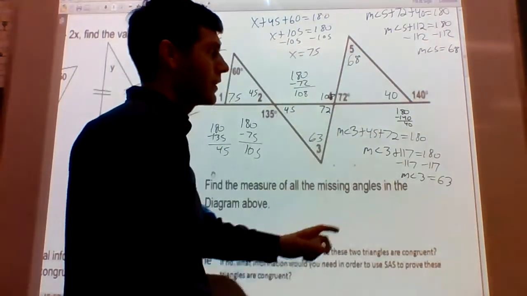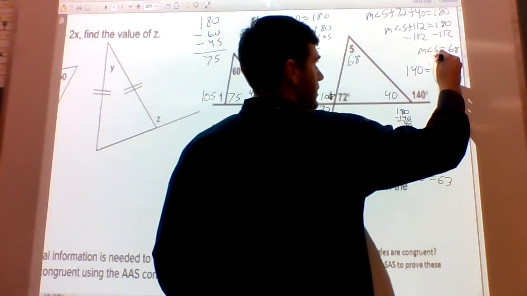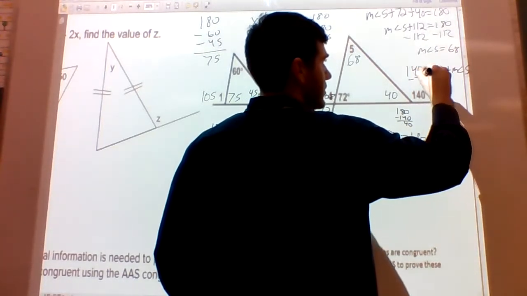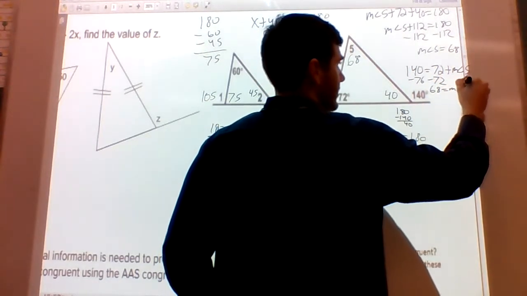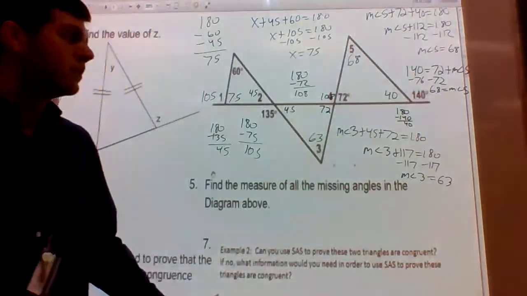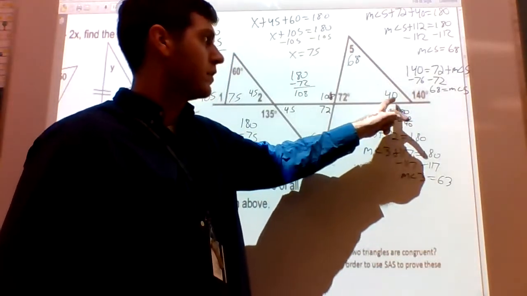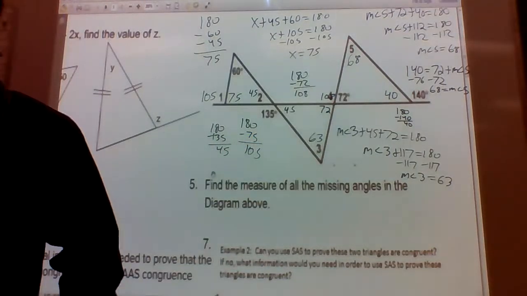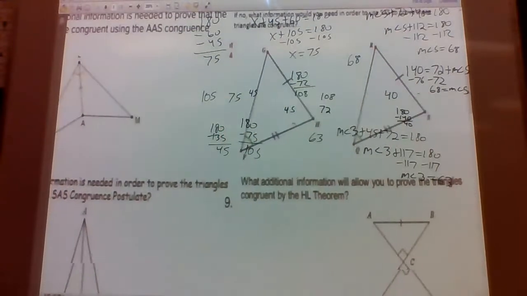We also could have used the exterior angle theorem, right? 140 is going to equal 72 plus the measure of angle 5. Minus 72, 68 equals the measure of angle 5. So we could have done the triangle exterior angle theorem, as well as doing linear pair to find 40 and then doing the triangle sum theorem. That's number 5. Let's go down to 6.